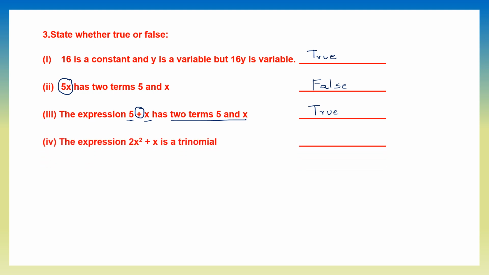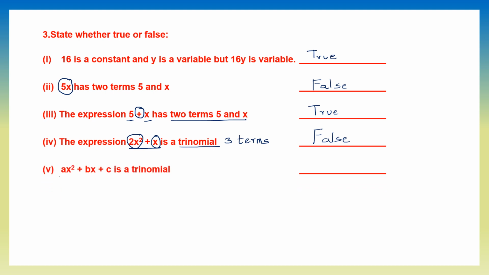The expression 2x square plus x is a trinomial. What's the meaning of a trinomial? It should have three terms. An expression that has three terms is called a trinomial. But this one, there are only two terms. 2x square is one term and x is another term. They are separated by the plus sign. So there are two terms. So this statement is false.